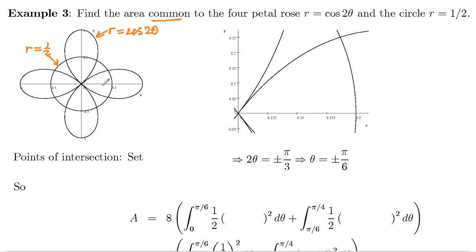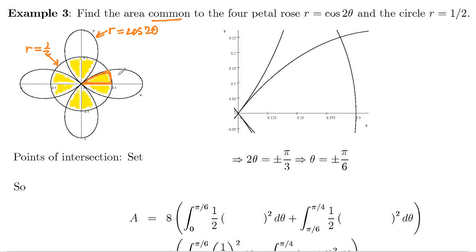So the region that we want to find is inside here. It's inside the circle and it's inside the 4-leaf rose. So we've got a lot of pieces that look similar there. So we want all these. So notice that we've got x-axis and y-axis symmetry here. So we actually can just find the area of one piece, this piece right here, and then multiply by 8, because there's 8 pieces that are identical in size.